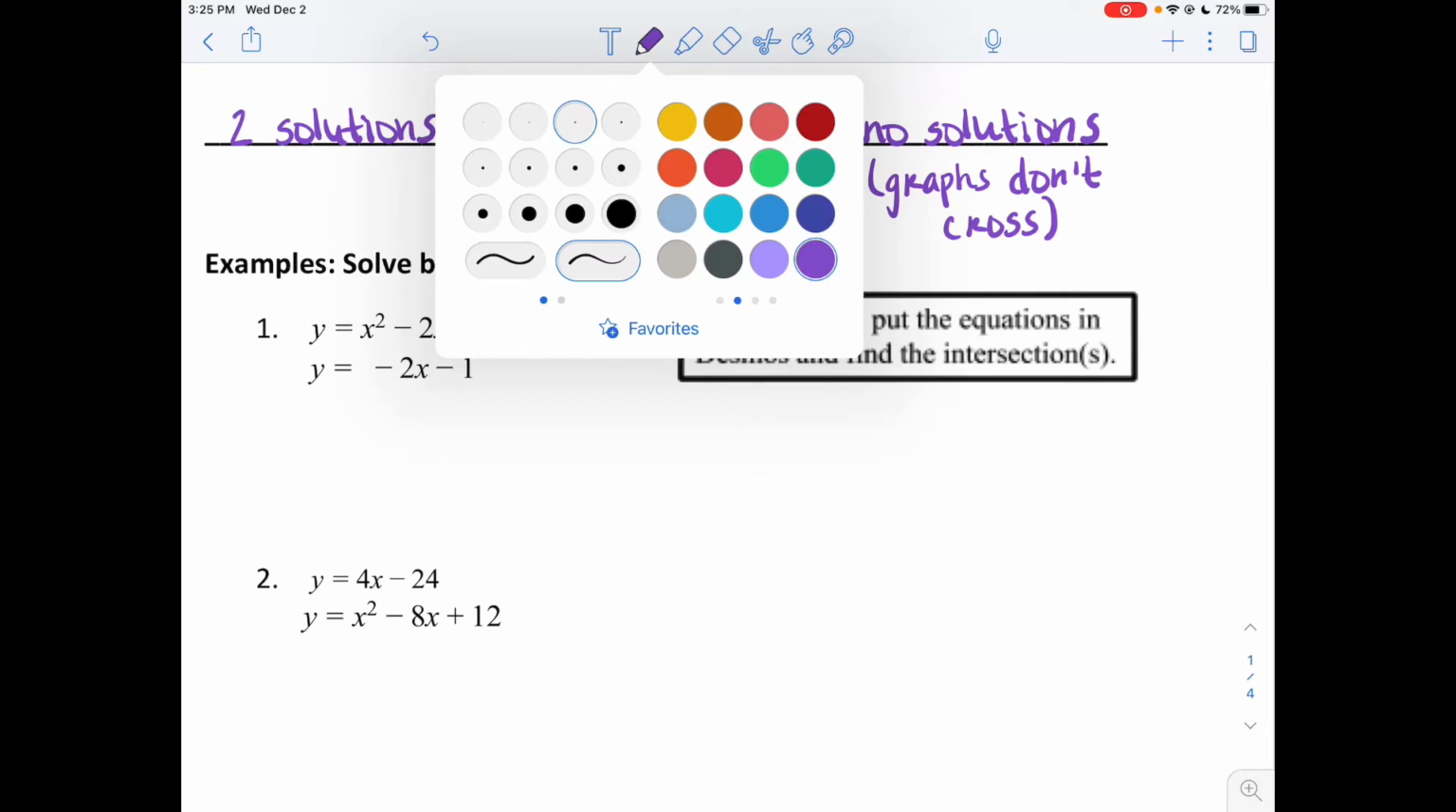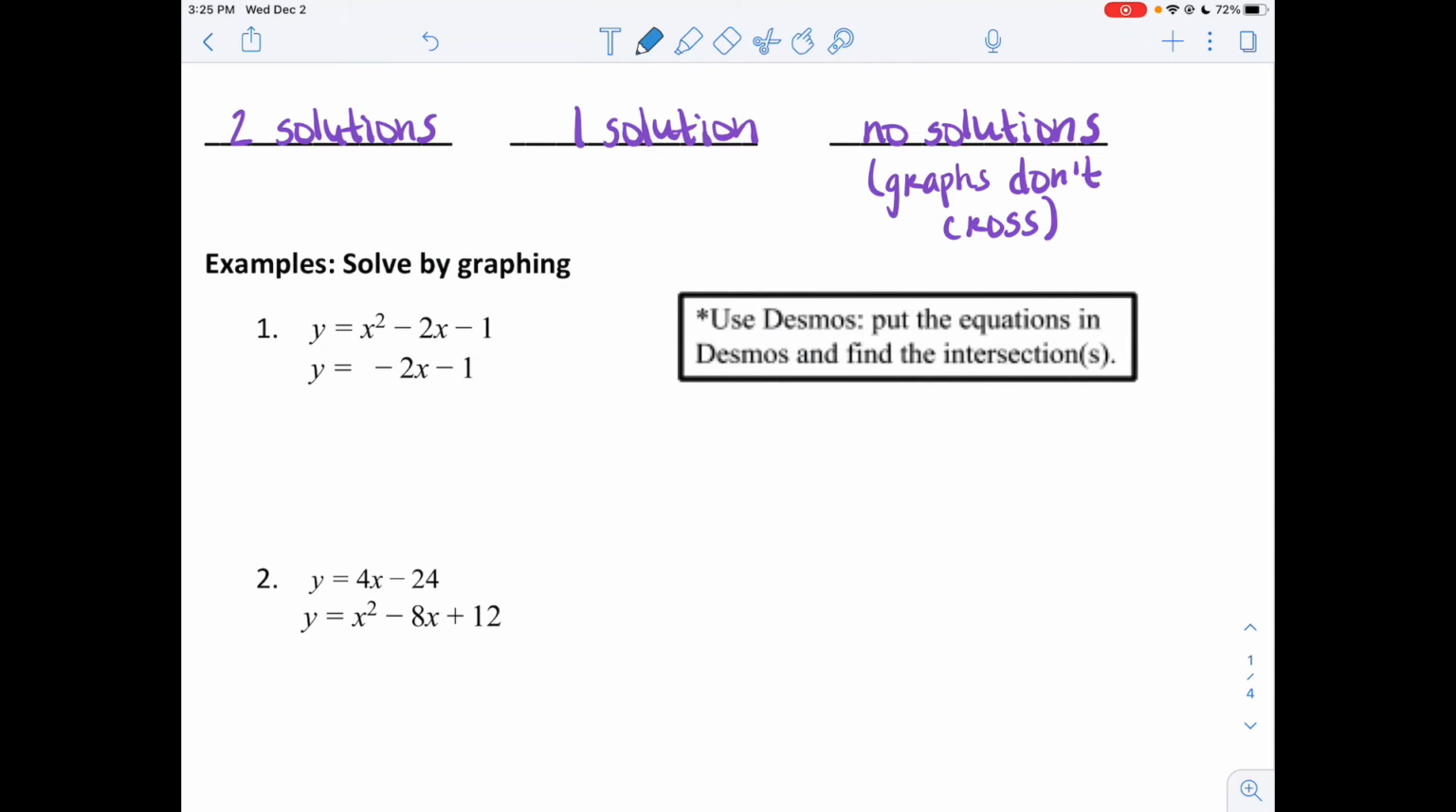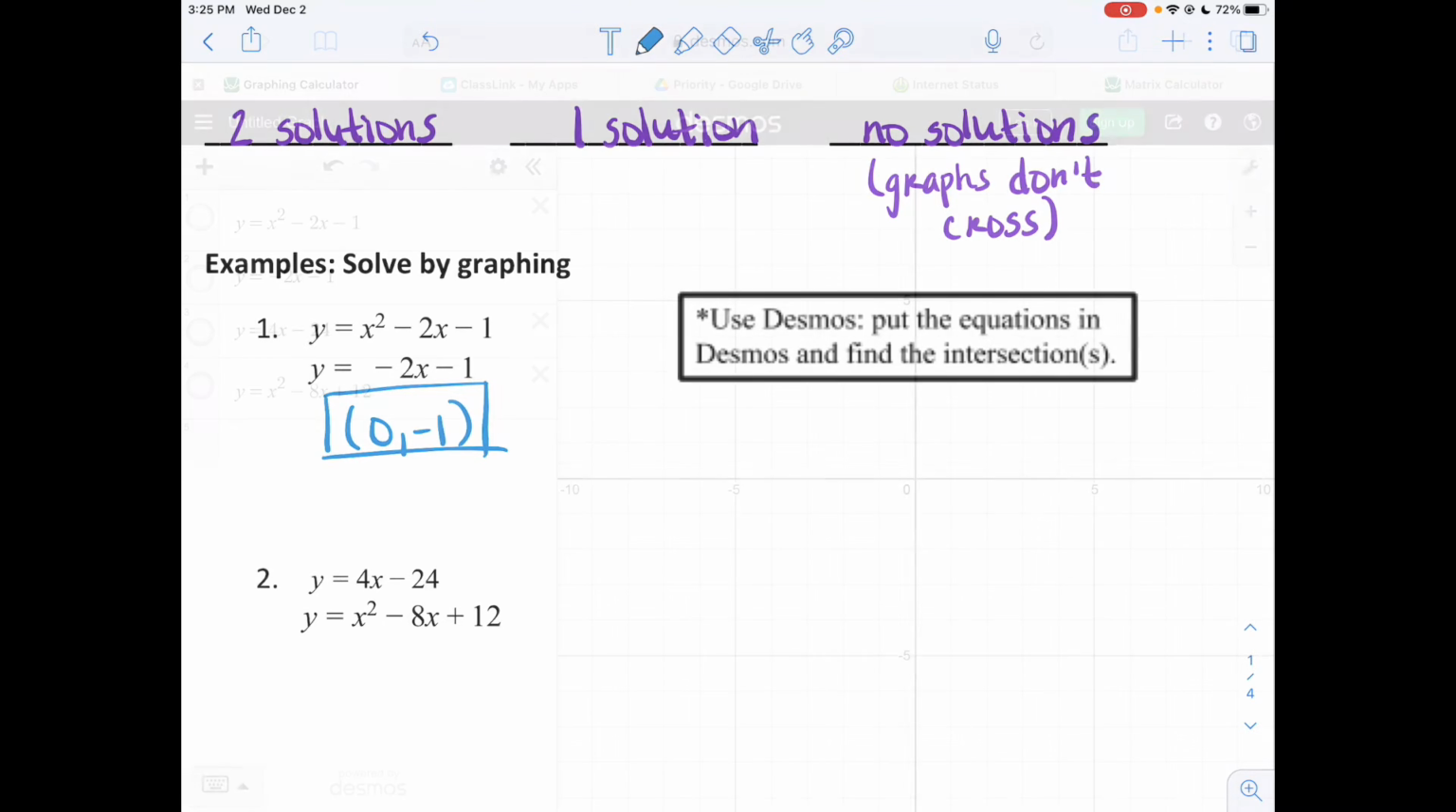We saw in Desmos that our graph crossed at exactly one place where the parabola and the line intersected, and that was at the point 0, -1, and so that is our one single solution here. Now let's go ahead and go back and graph the equations for number 2. I'll let you try this one in Desmos and then join me over in Desmos to check your work.